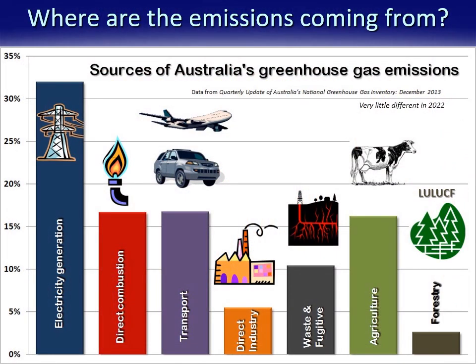So where are all these emissions coming from? This is perhaps a bit of an older graph, but hasn't changed very much. This is the problem. Most of them from electricity generation, coal burning and so on. Direct combustion, that's our gas stoves and our gas hot water systems. Transport, of course, a big one. A lot of direct combustion from industry. Waste and fugitives are a bigger one. Agriculture, of course, all those cows. Fortunately, we have had some success in reducing forestry emissions because we've stopped cutting down trees so much. And in fact, because trees are growing again, the land use contribution has actually become a little bit negative.